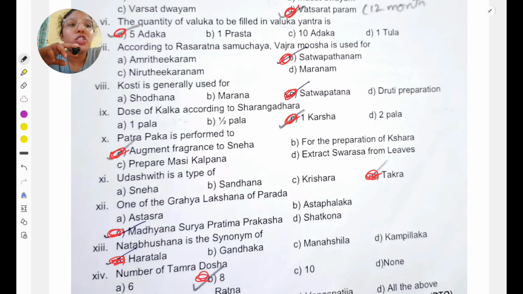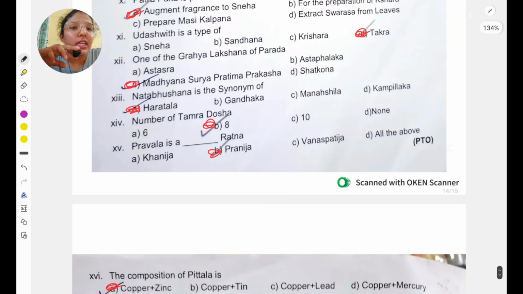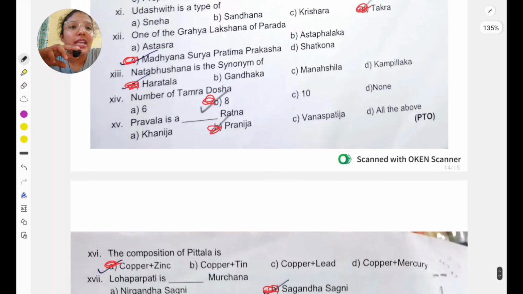According to Rasaratna Samuccaya, Vajra Musha is used for Sattva Patanartham. Koshti is generally used for Sattva Patanartham. Dose of Kalka according to Sharangdhara is 1 Karsha. Patra Paka is actually given in Sneha Kalpana to augment the fragrance of that particular Sneha. Udvishtam is a type of Takra. One of the Grahya Lakshana of Parada is Madhyahna Surya Sankasham, meaning when it is pure Parada, it will shine like the noon sun.